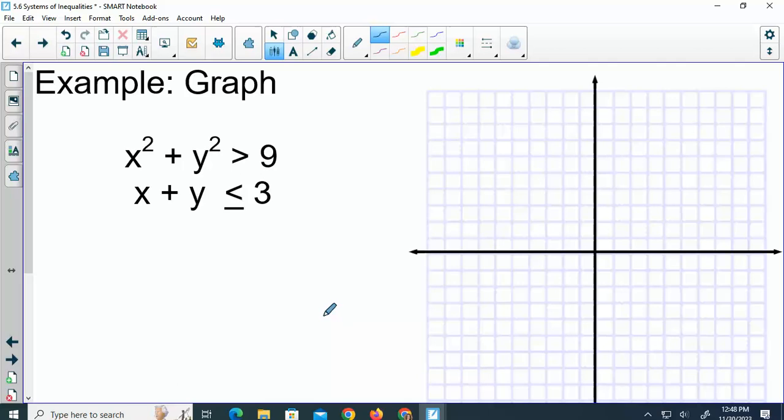So if we look at this, I have to graph x squared plus y squared is greater than 9. Do you know what that looks like? It's okay to say no. So what do we do if we don't know what it looks like? If you don't know how to graph something, what do we always do to start?